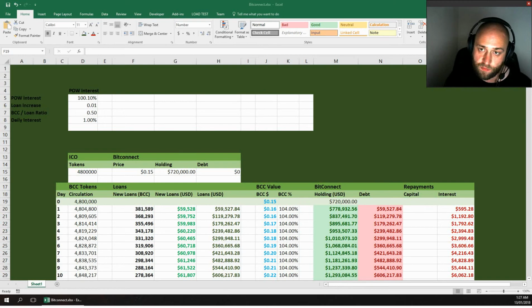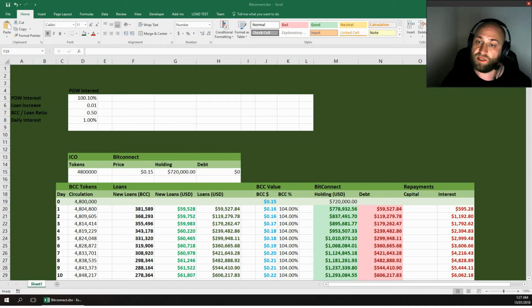Now, to start with, if you're not aware of how Bitconnect loans work, the idea is that to get a loan with them, you will sell BCC back to them, and you will get the USD value of that BCC at the time you sell it to them as the principal of the loan, and then over the term you'll be getting a certain amount of interest.